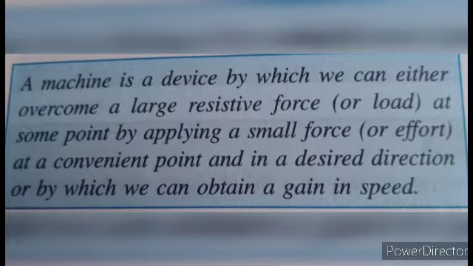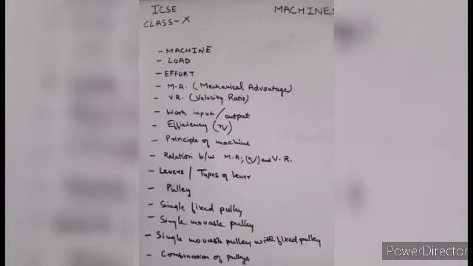So what is a machine? A machine is a device by which we can either overcome a large resistive force, which is known as load, at some point by applying a small force. This small force is known as effort, at a convenient point and in desired direction, or by which we can obtain a gain in speed. So this is machine. Now what is load? The resistive or opposing force to be overcome by a machine is known as load, and load is denoted by L.